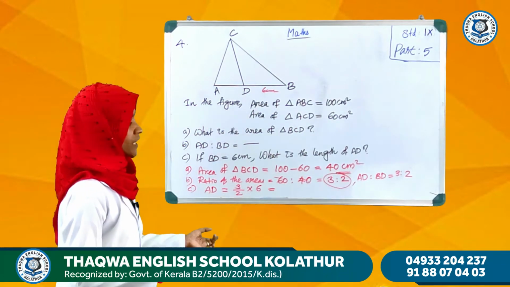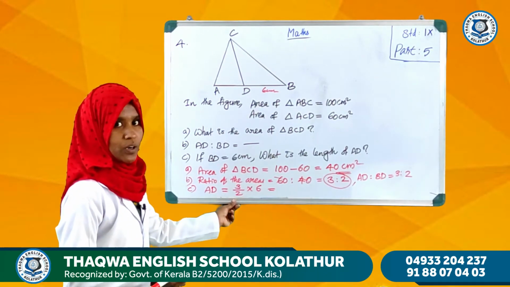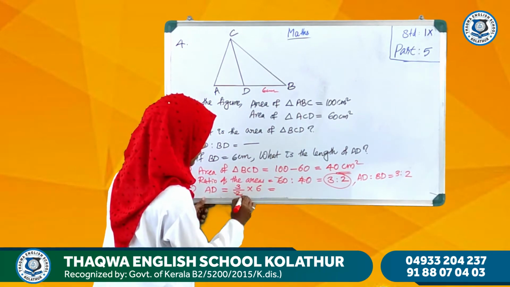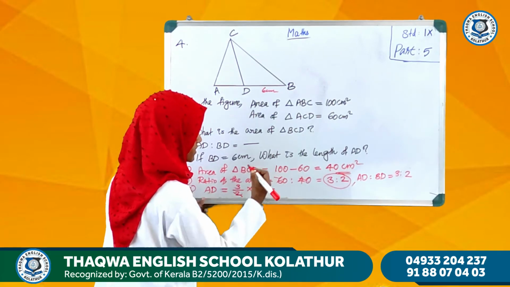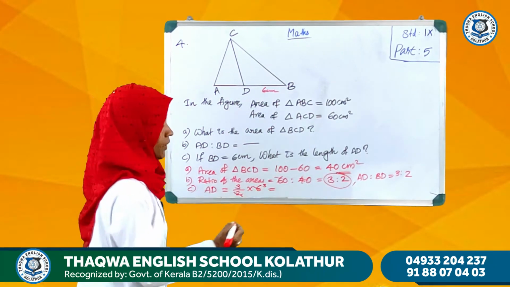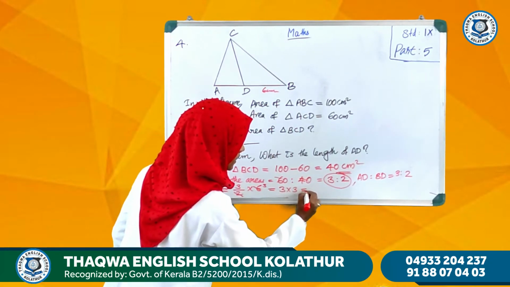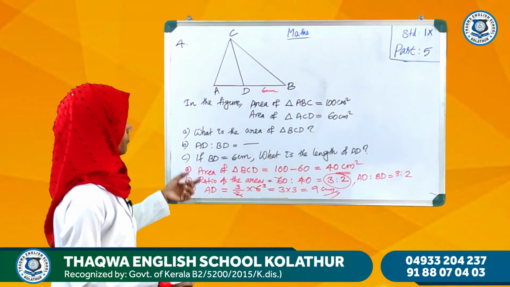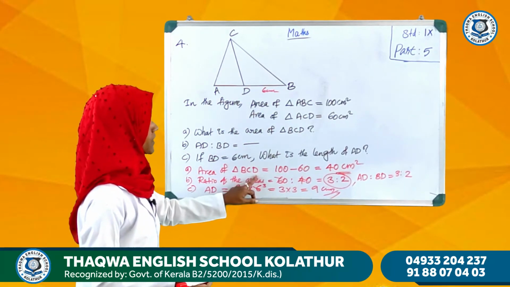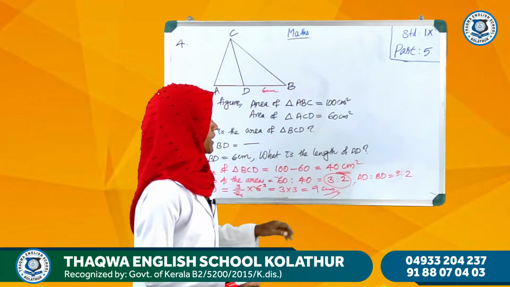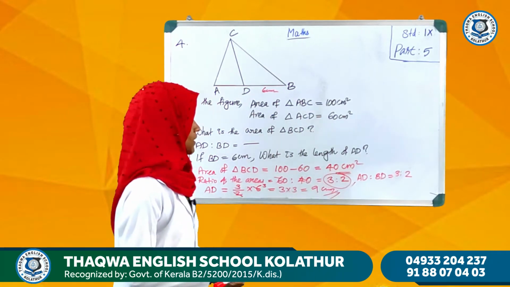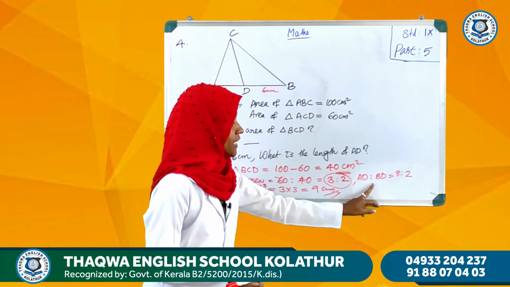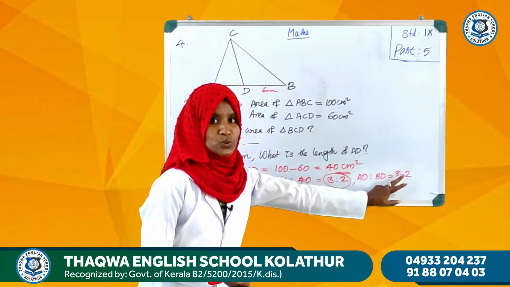In your 8th standard, you have studied one chapter, ratio. Okay, we discussed this in that chapter. Let us cancel. 6/2 is 3. That is 3 into 3, 9 centimeter. So first area of triangle BCD is 100 minus 60, that is 40. Then ratio of the areas 3:2. So the ratio of the lengths of sides is also 3:2.